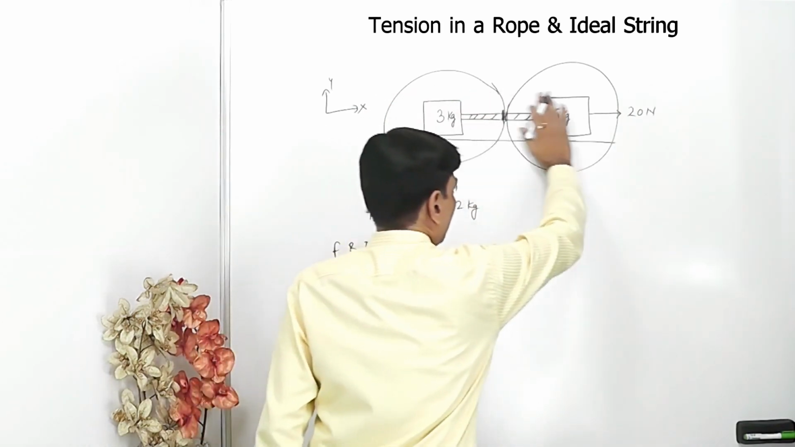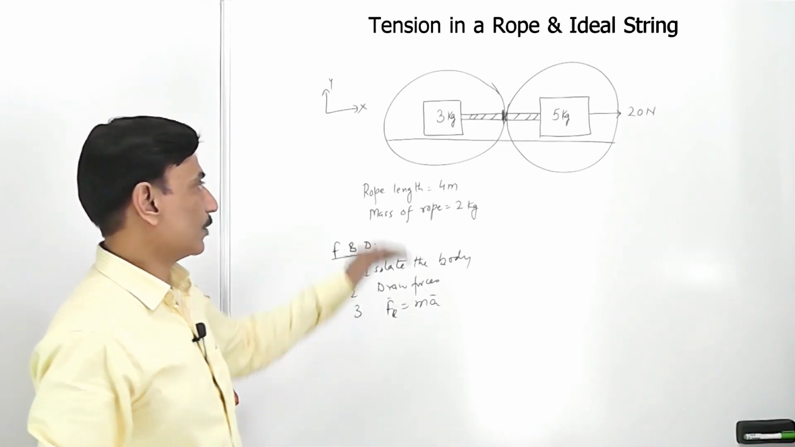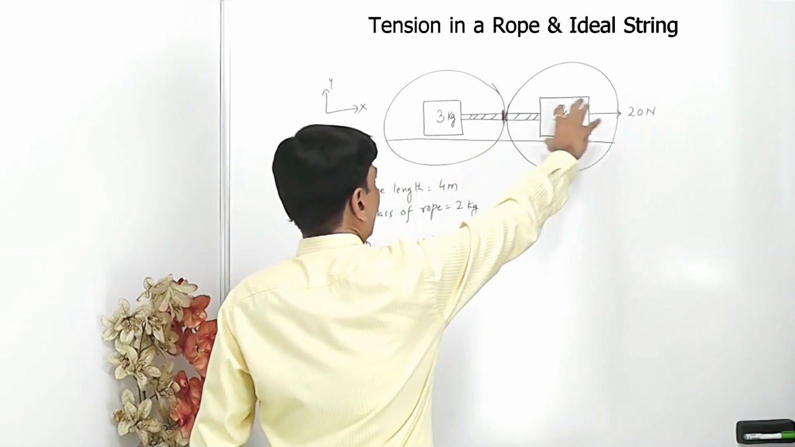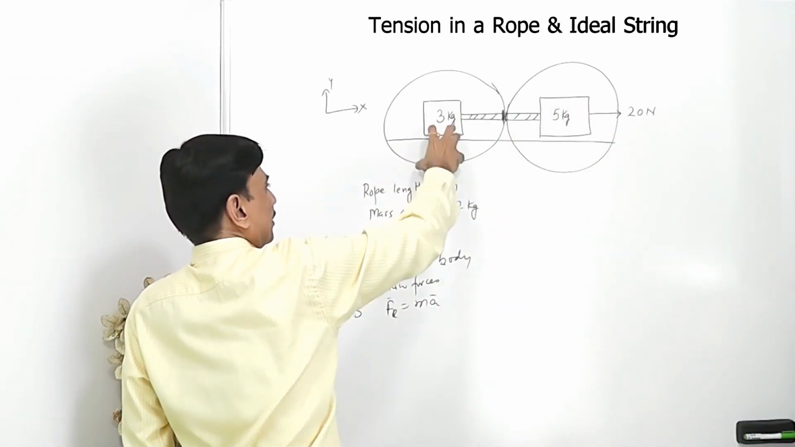When we apply a force of 20 Newton, we will observe this system moving in this direction. There is no friction; the surfaces are frictionless. It is horizontal, so this motion is purely along the x-axis, which means along the y-axis the systems are not moving.